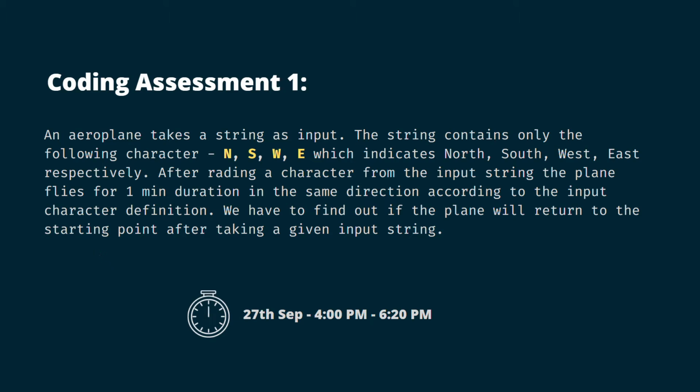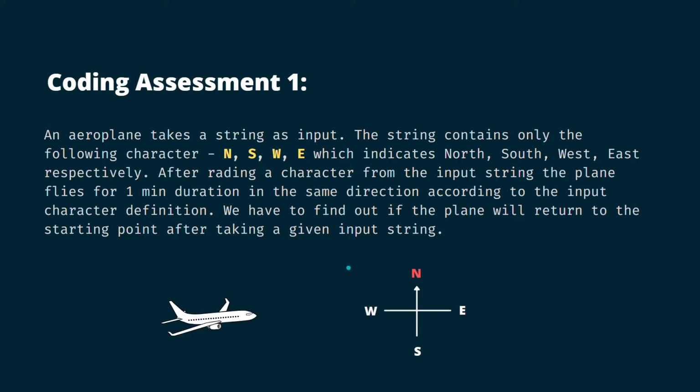So let me discuss the question and the logic behind solving it. The question says an aeroplane takes an input string, and the string contains only four characters: N, S, W and E. These indicate north, south, west and east respectively.